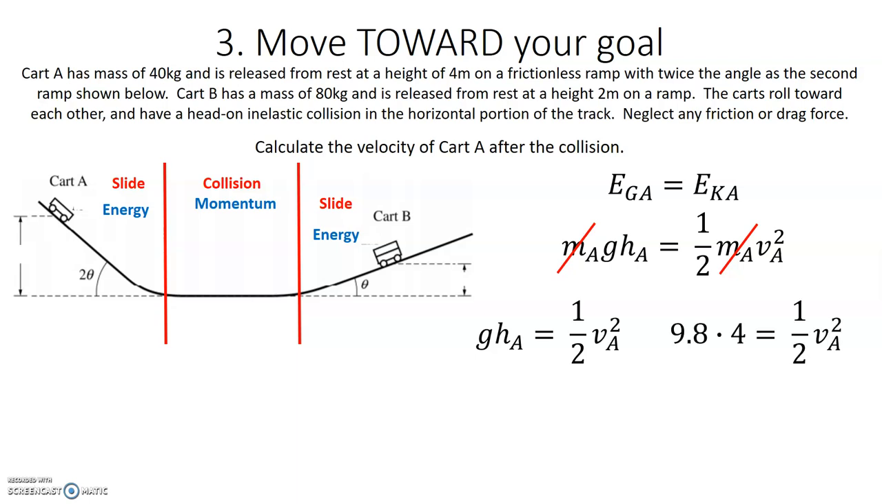So let's start plugging some numbers in. My gravitational field strength is 9.8. The height for cart A is 4, equals 1/2 v squared. If we start solving for that, I'm going to multiply both sides by 2, which gives me 78.4 is v squared. And then my last step is to take the square root of that value. We come up with plus or minus 8.85 meters per second. And that's really important because we'll deal with what that plus or minus might represent in the next part when we're dealing with the momentum stuff.